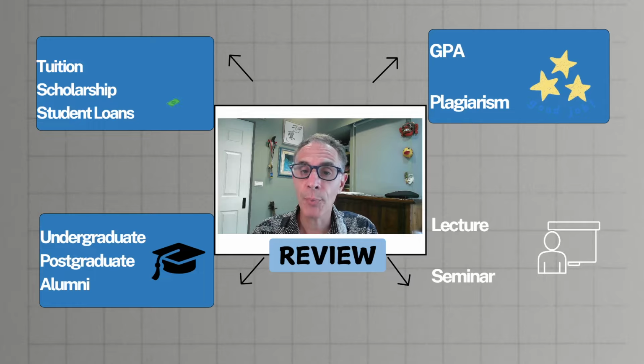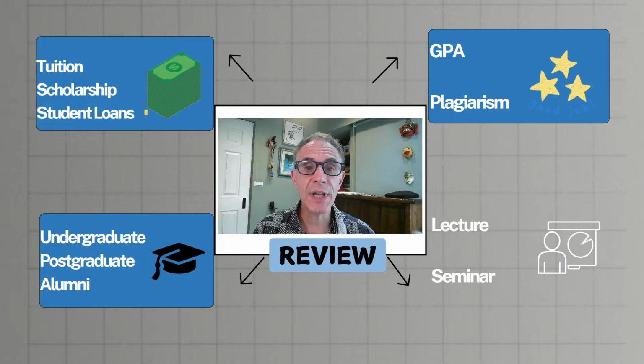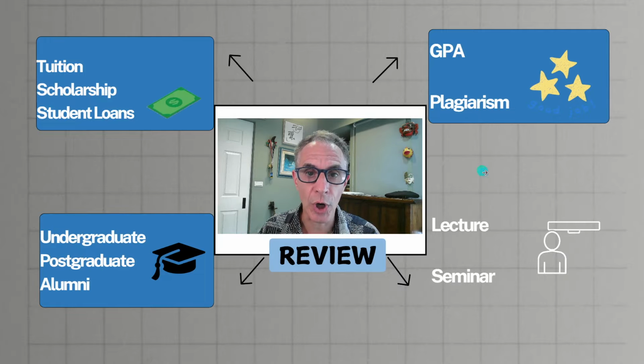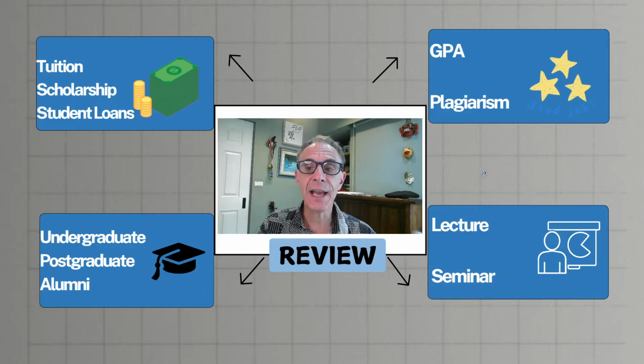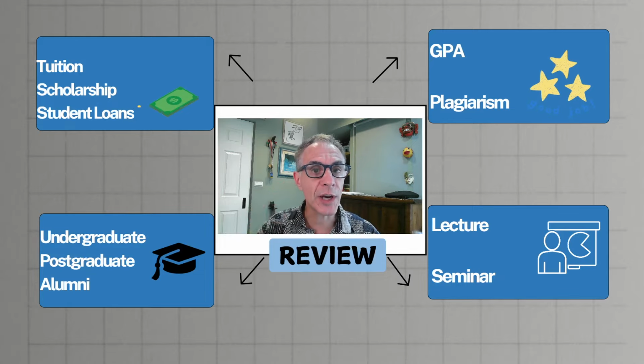GPA, grade point average, the average of all your grades. Plagiarism is cheating, using another person's work and saying it's your own work. And last is lecture versus seminar. A lecture is a lot of students, one-way communication from the professor or the lecturer, and a seminar is a smaller group with a lot of discussion in the class. Lecture or seminar.